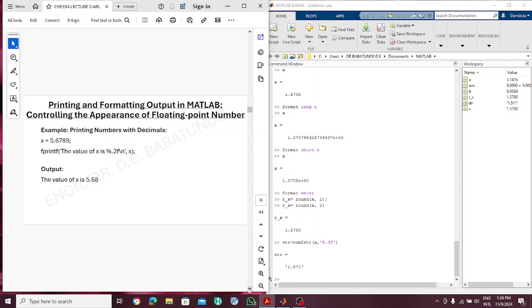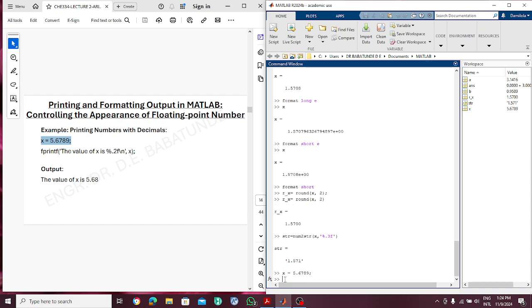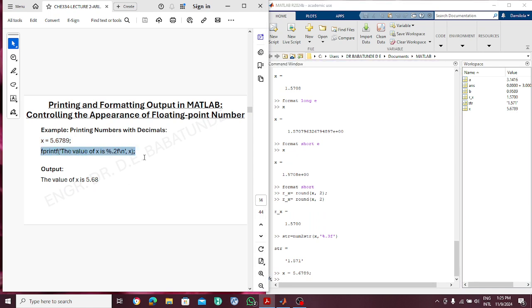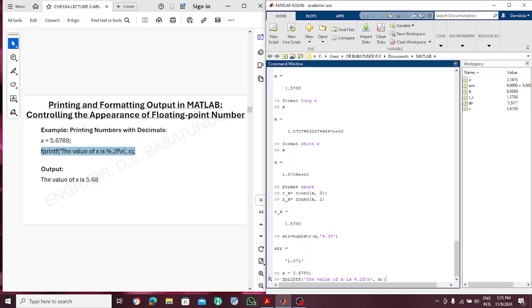So let's see an example of how this works. Let's say we have a variable x which is equal to 5.6789, and we want to print the value using the fprintf function. So the first thing is to create that variable and let it be available to MATLAB. So we have that. If we are using the fprintf function, the syntax should look somewhat like this.